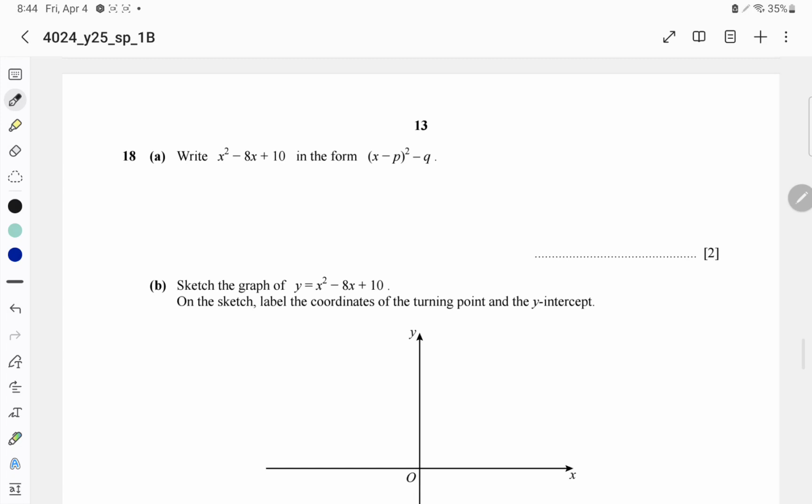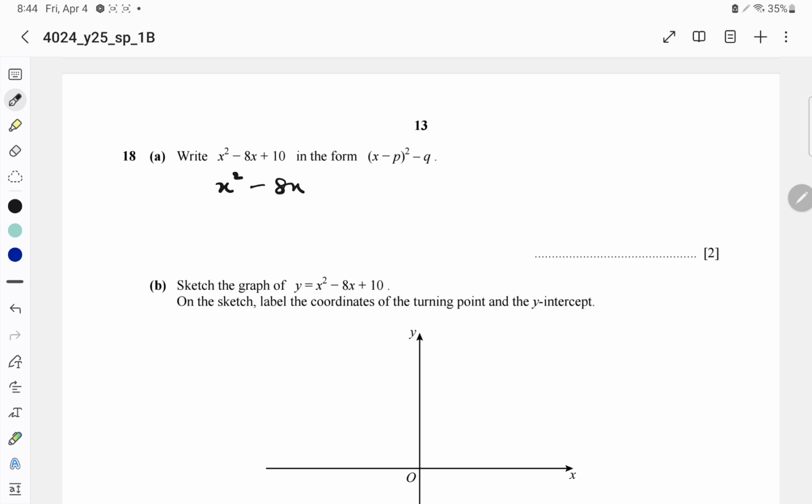Question number 18. Completing square method. x square minus 8x. Whenever it's written like this, remember it's a completing square method. And in the other specimen they also ask you what's the turning point. Here we use the turning point if it is applicable, if it is required.